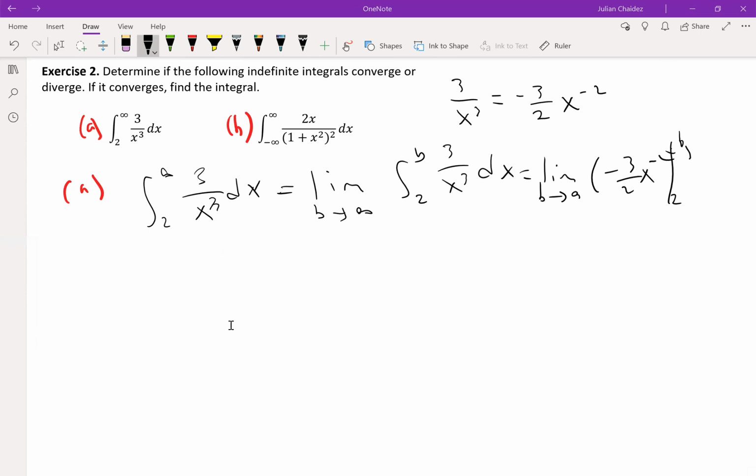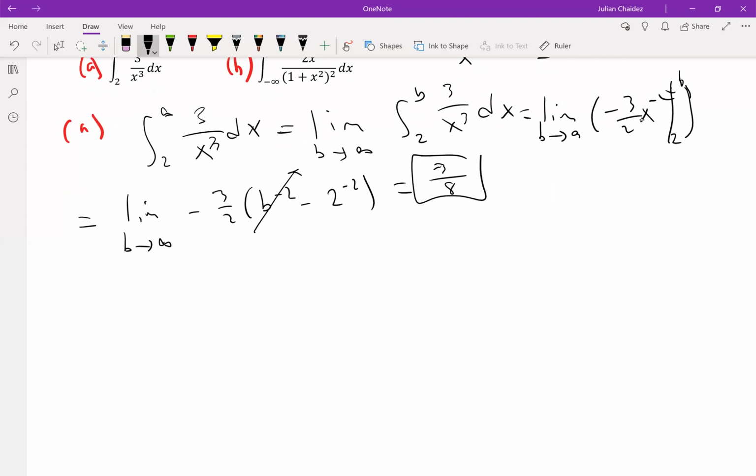Sorry, I'm running out of room here a little bit on the window. Okay, so now I can write that as the limit as b goes to infinity of negative 3 over 2, and then I just plug in b, so I get b to the negative 2 minus 2 to the negative 2. As b goes to infinity, this b to the negative 2 part goes to 0. So the resulting limit is just 3 over 8. That's the answer.